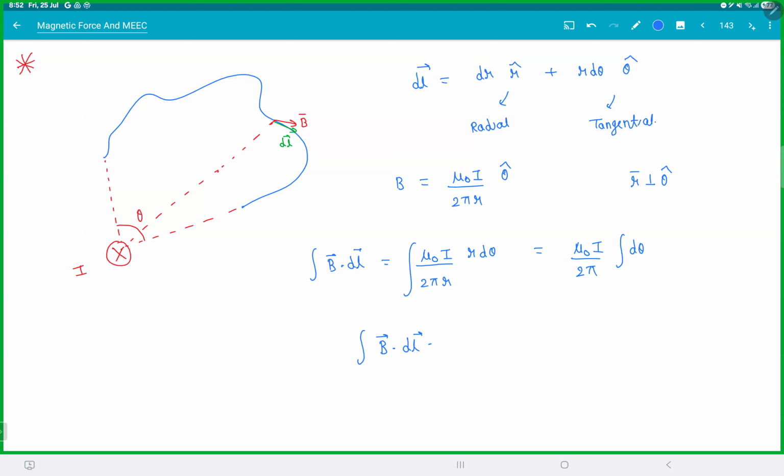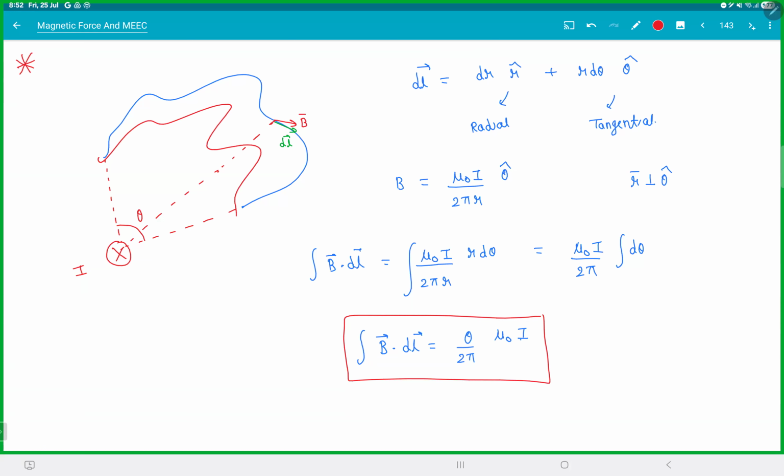Integral B dot dl. I'm not putting that circle, did you see? Because it's not a complete loop. Is theta by 2 pi into mu naught I. This is a partial Ampere's law actually. Instead of a loop, if you give me any random curve, if I try to calculate integral B dot dl, it depends only on theta. It doesn't matter what is the shape of this curve. Now you can see if you put theta equal to 2 pi, it becomes a complete loop. You get Ampere's law, isn't it? So I actually proved Ampere's law using Biot-Savart's law.